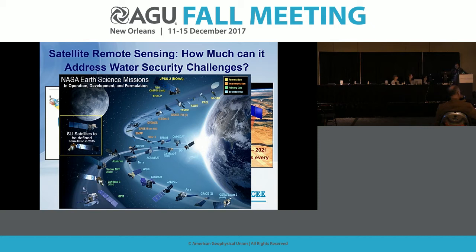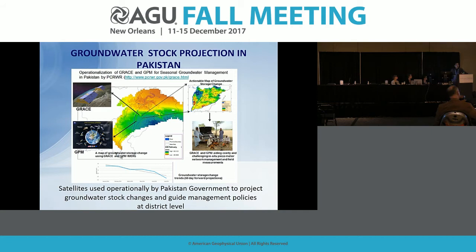So I'll show you a couple of examples where we've been able to take this from the science domain to an action or on-the-ground domain to make an impact and take the benefits of that to the common people. So here's an example, groundwater stock projection in Pakistan. Many of you may recall reading in this 2005 Nature paper about groundwater mining in Western India and the Eastern Pakistan region. So here's something that is being used actually operationally.